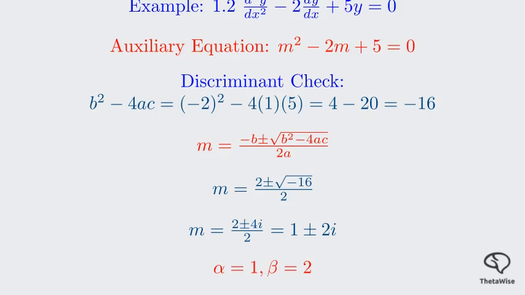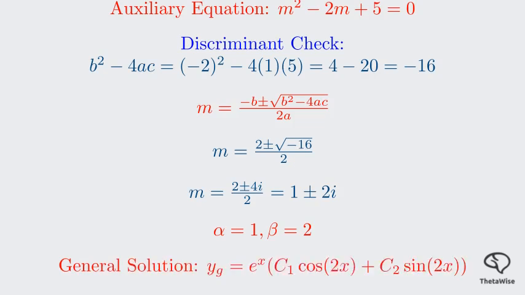Finally, we can write the general solution. The general solution is y_c equals e to the power of x times the quantity c1 cosine of 2x plus c2 sine of 2x. This represents an exponentially growing or decaying oscillation.